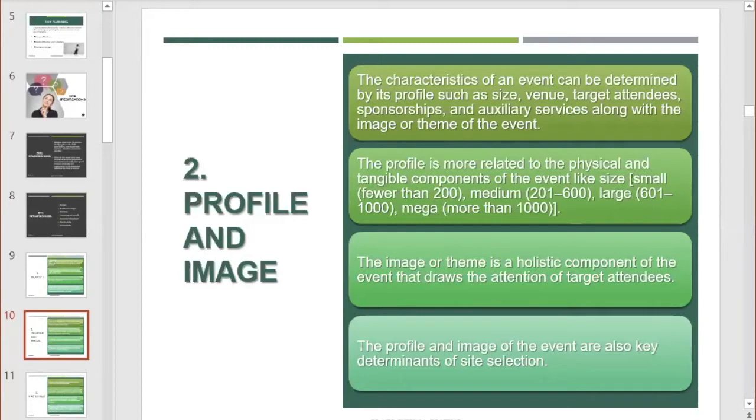So we are saying that the profile and image of an event are very key determinants in your site selection. Let me give you an example, and then you can tell me what your thoughts are. If we wanted to have an end of semester party for students, given the profile and image of the event, and perhaps the budgets that we may have, where do you think will be a convenient location to host it that will not take away from the profile and image of it, and also will not hurt the budget?